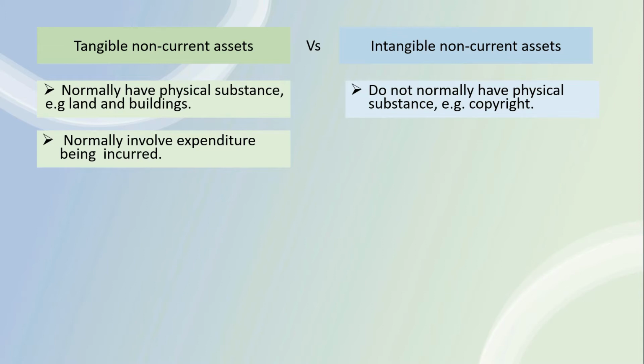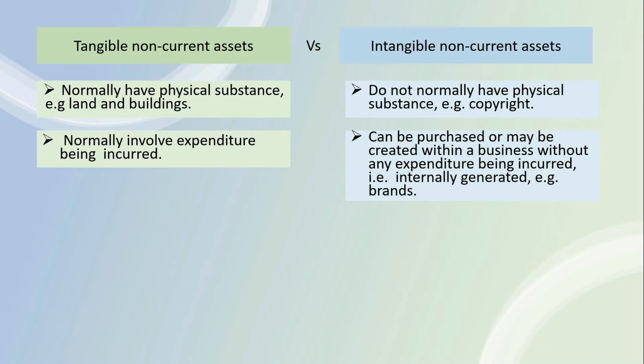For intangible non-current assets, it's the same. The expenditure is incurred when it is purchased, or it may be created within the business, which we call internally generated. For internally generated assets, no expenditure is incurred because no acquisition or selling occurred. No cash is involved, no business transaction is involved here. This is only for valuation.